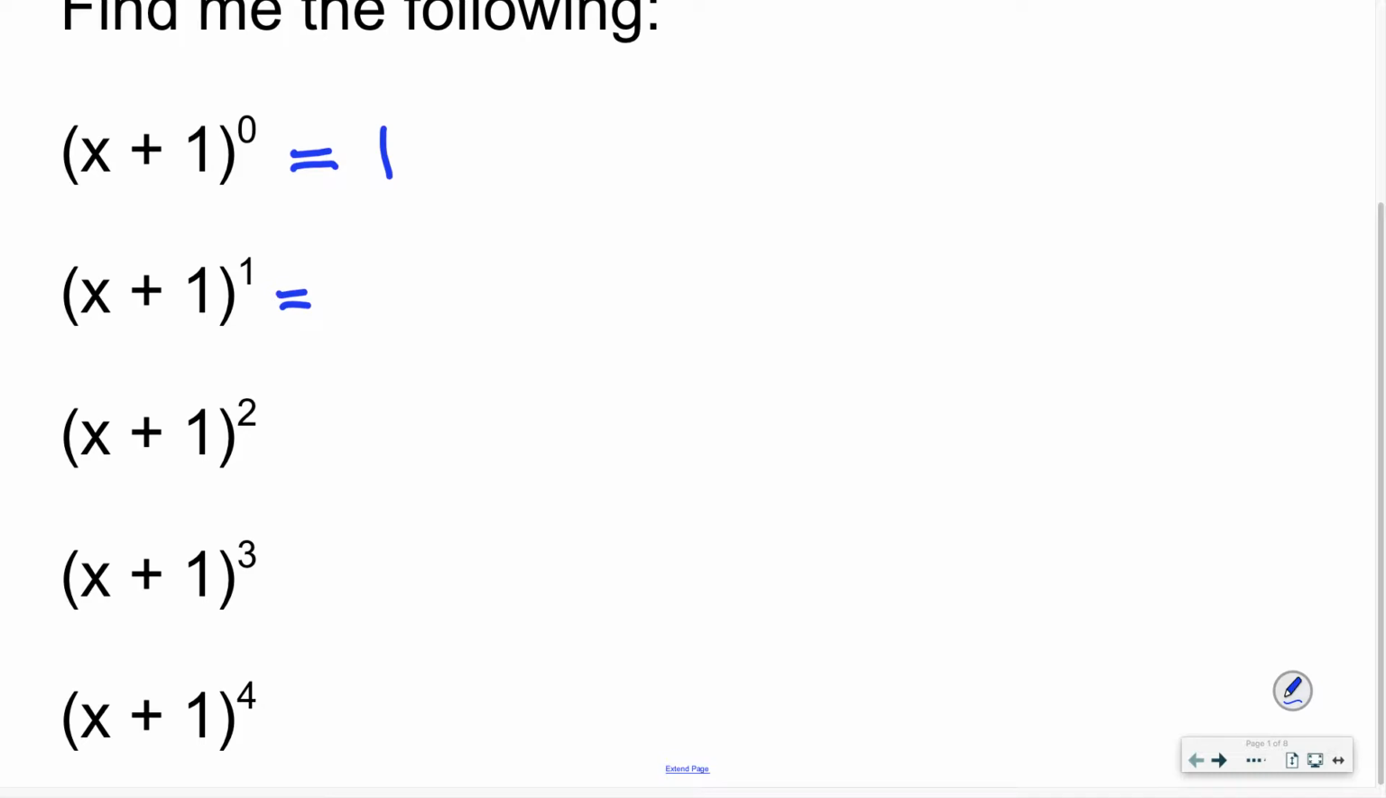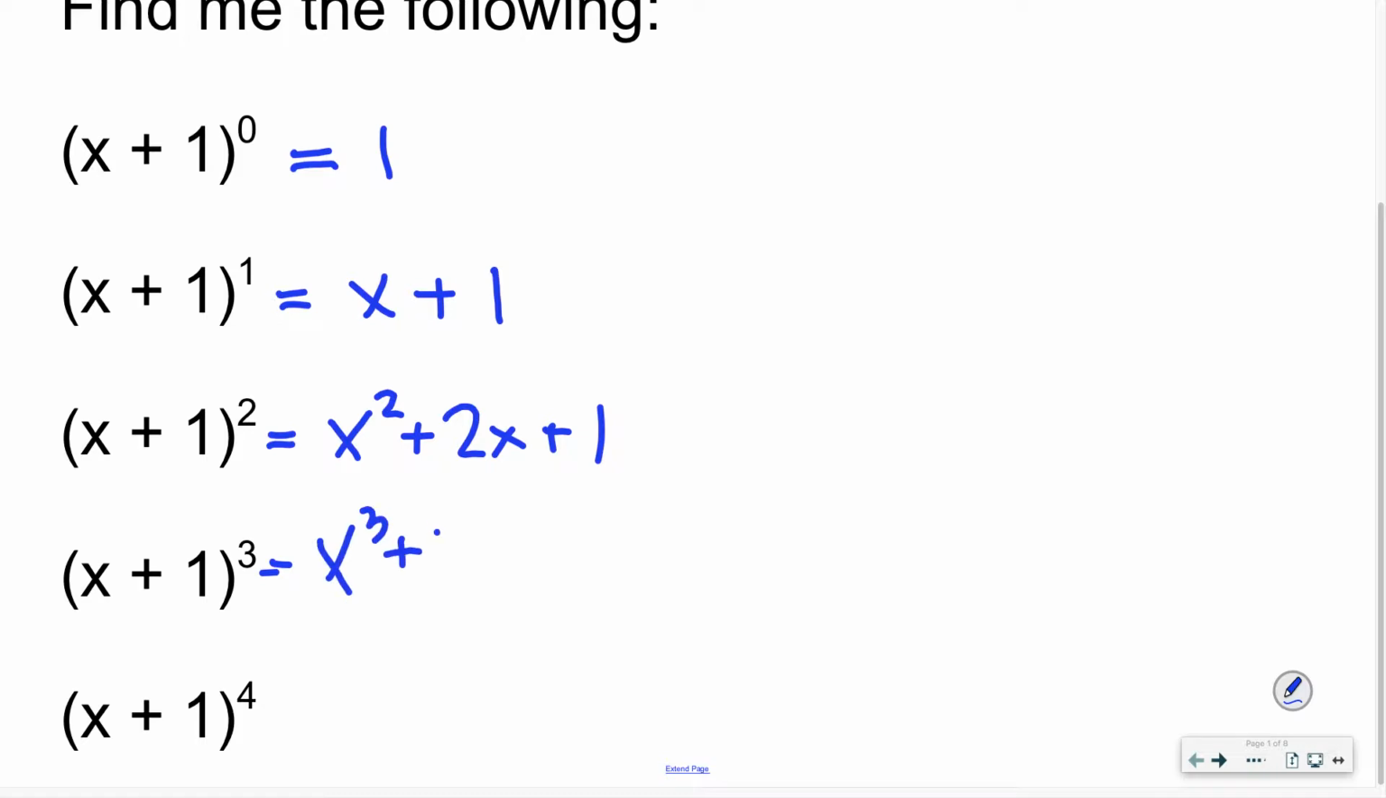Nathan, what's x plus 1 to the 1st? Jack, what's x plus 1 the quantity squared? X plus 1. Oh, squared? Yeah. X squared plus 2x. Madeline, what do you have for x plus 1 the quantity cubed? X cubed plus 3x squared plus 3x plus 1.